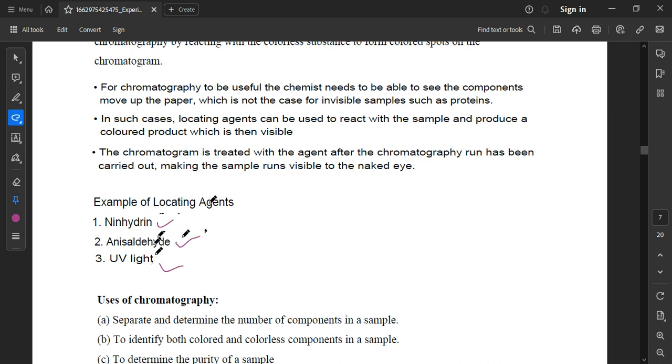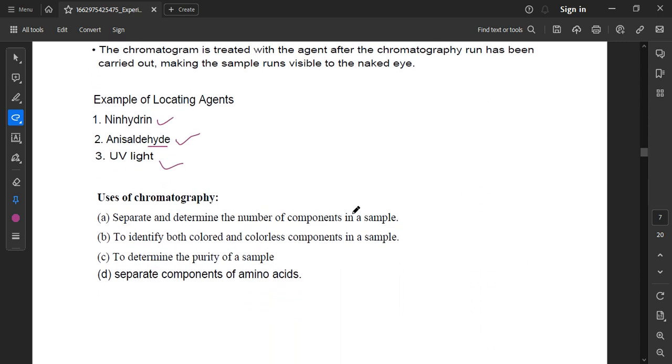Sorry for the mispronunciation. Uses of chromatography: separate and determine the number of components in a sample, identify colored and colorless components in a sample, determine the purity of a sample, and separate components of amino acids.